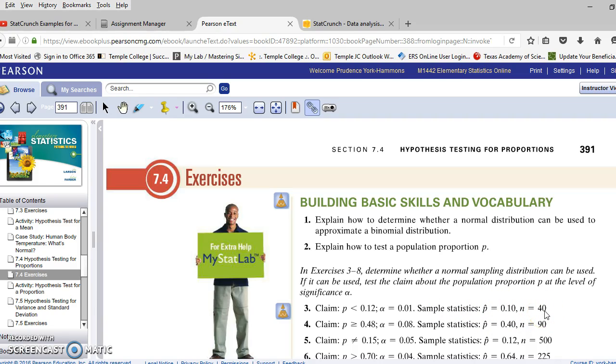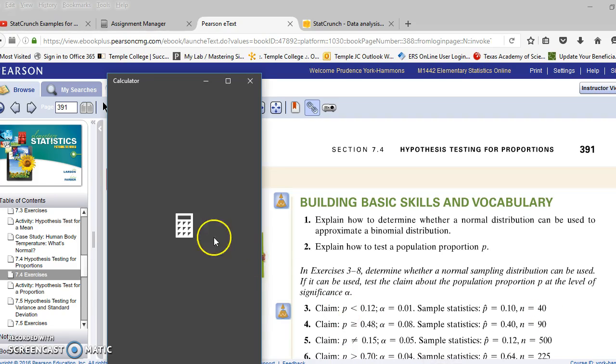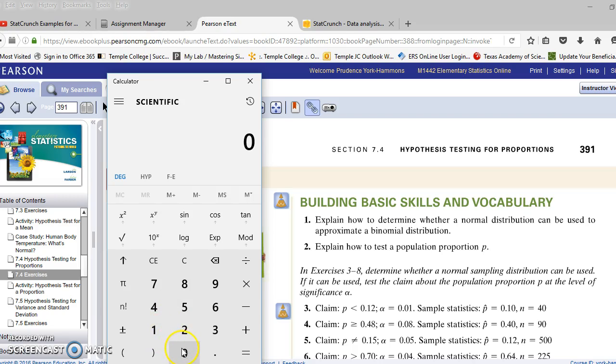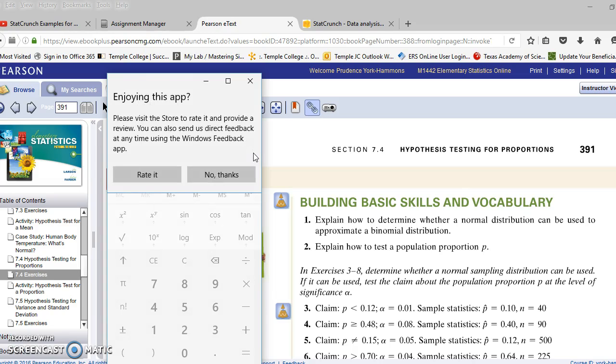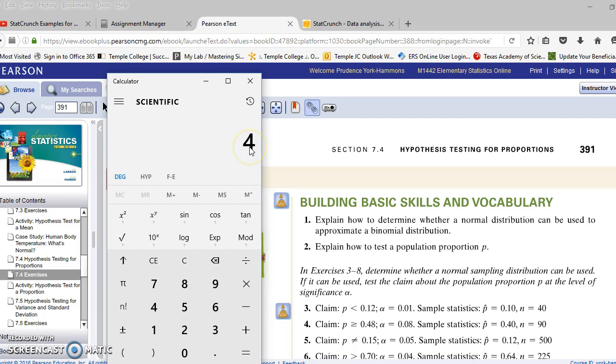Well, to verify that we can even use the normal distribution, we have to verify that n times p, which would be 40 times 0.10, is equal to 4. Well, that's not greater than or equal to 5. It has to be at least 5 in order for us to use the normal distribution. So for number 3, we can't run the test because the normal sampling distribution can't be used. So let's check another one of these.